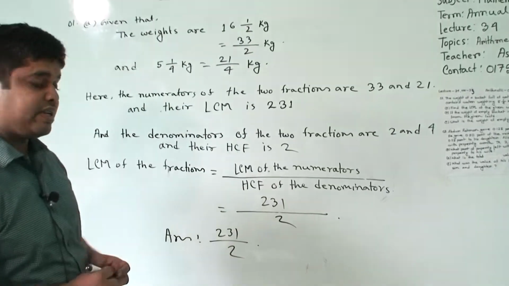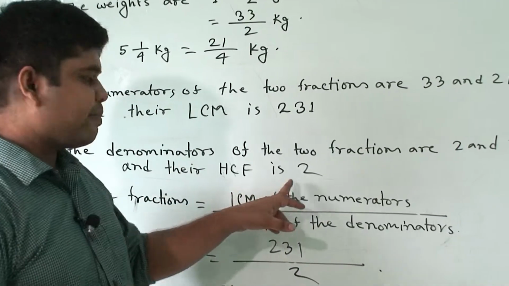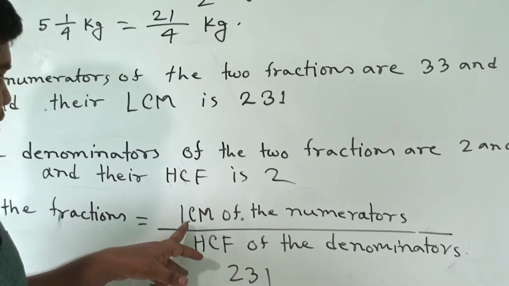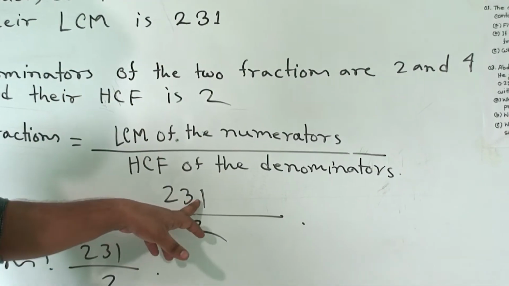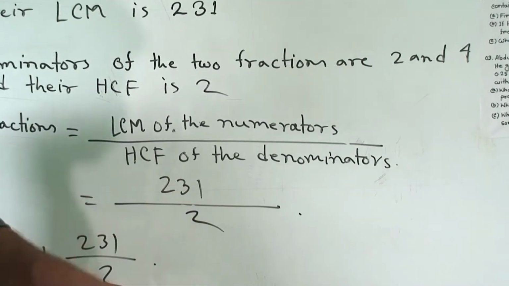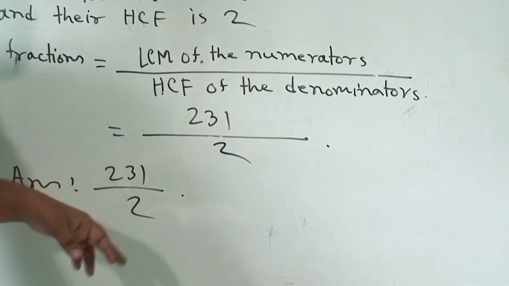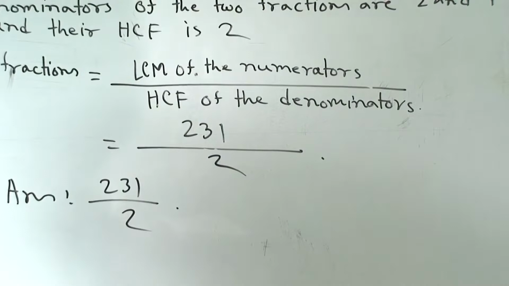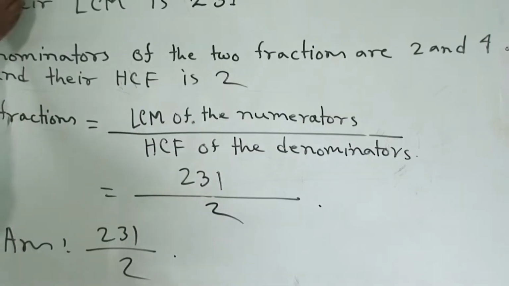My dear students, I repeat again. Their HCF is 2. So LCM is 231 and HCF is 2. So 231 by 2 is the required answer. Okay, next we shall solve question number B.